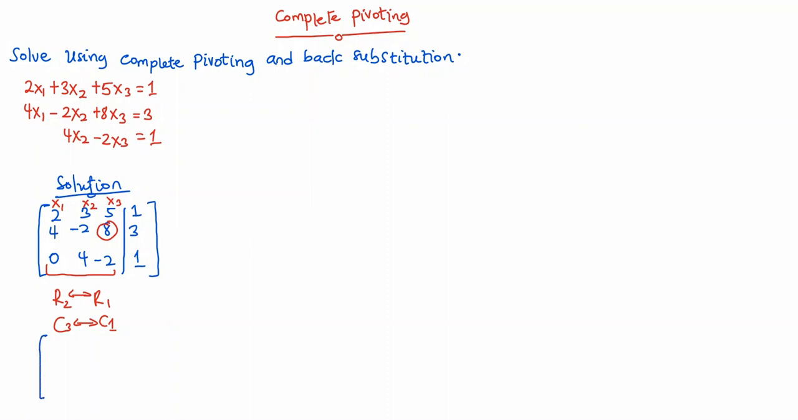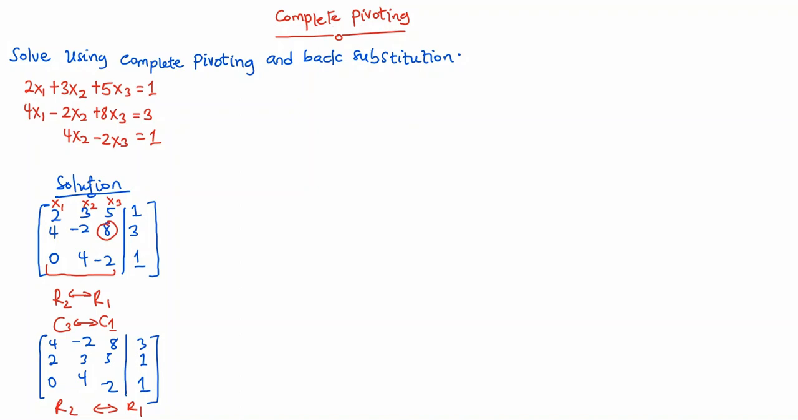First of all, I'm going to interchange row 1 and 2. So you're going to have 4, minus 2, 8, and then 3 here. And then you will have 2, 3, 5, 1. You still have the 0, 4, minus 2, and then 1 here. So now let's interchange the columns. Let me write the operation here. This one was for row 2 becoming row 1 and row 1 becoming row 2.